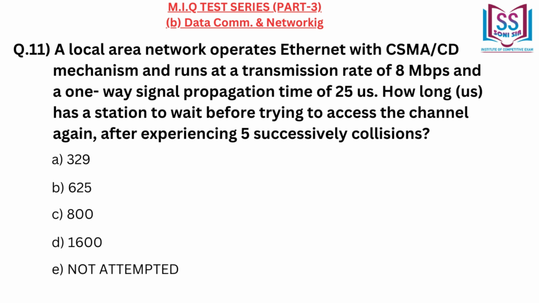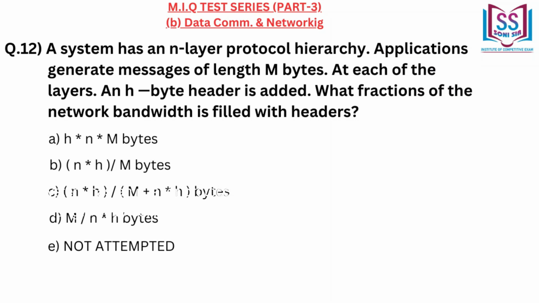A local area network operates Ethernet with CSMA/CD mechanism and runs at a transmission rate of 8 Mbps and a one-way signal propagation time of 25 microseconds. How long in microseconds has a station to wait before trying to access the channel again after experiencing 5 successive collisions? A. 329. B. 625. C. 800. D. 1600.